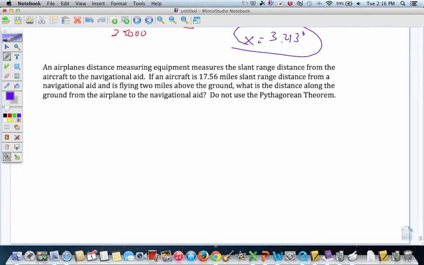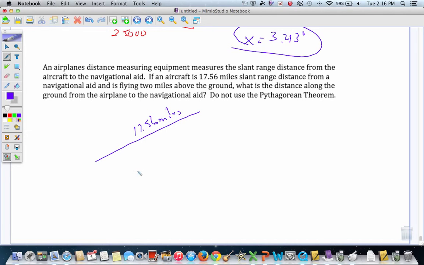Airplane's distance measuring equipment measures the slant range distance from an aircraft to a navigational aid. If an aircraft with 17.56 miles slant range distance from a navigational aid is flying 2 miles above the ground, what is the distance along the ground from the airplane to the navigational aid? Do not use the Pythagorean theorem.